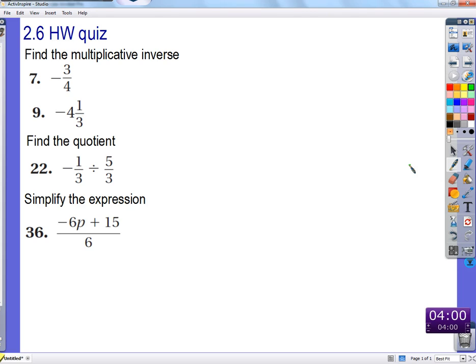Because it equals 1 if you multiply. So if you multiply negative 3 fourths by negative 4 thirds, let's see what we get. Negative times negative is positive. That's good. 3 times 4 will be 12, and 4 times 3 will be 12. And so we'll get 1.